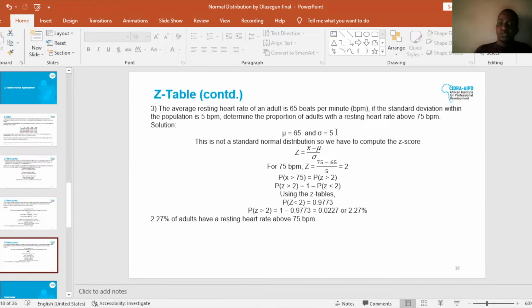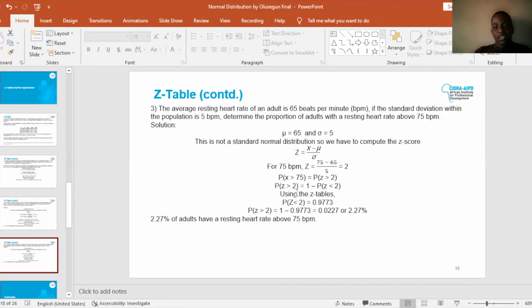This is also a normal distribution, so we have to compute the z-score. We are looking for the proportion of adults with a resting heart rate above 75 beats per minute. So our x in this case is 75. So compute the z-score with x at 75. That gives us 75 minus 65 divided by 5, giving us a z-score of 2. So at 75 BPM, the z-score is 2. We want the probability of finding x greater than 75, in terms of finding the probability of z greater than 2.